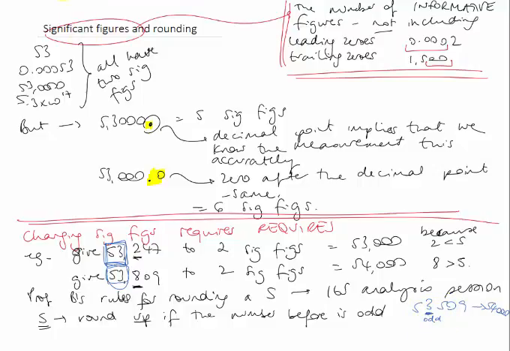But you round down if the number before is even. So this makes things even out if you're doing a lot of calculations. So for example, if we had 52,509, then this is an even number, so that would give us 52,000 because we're rounding down. Okay, so that's what I have to say about significant figures and rounding.